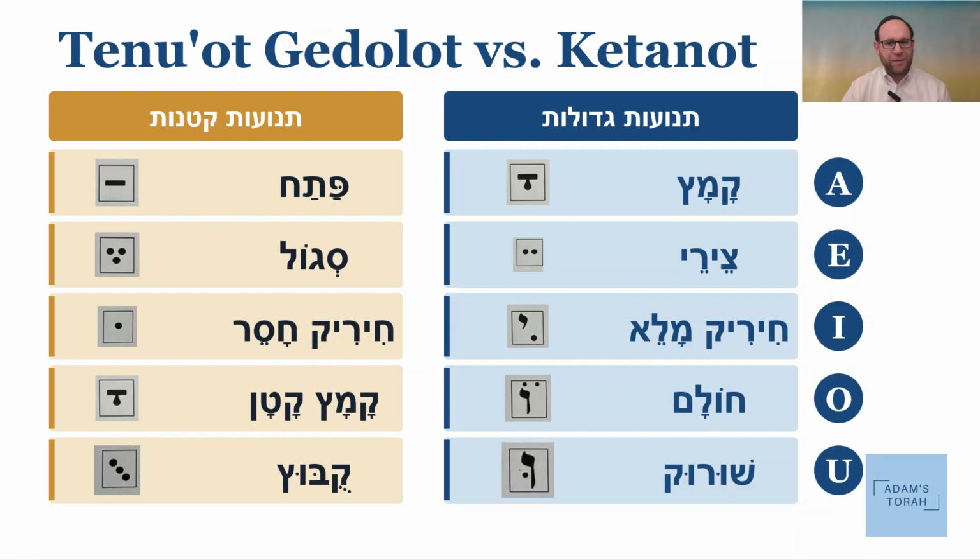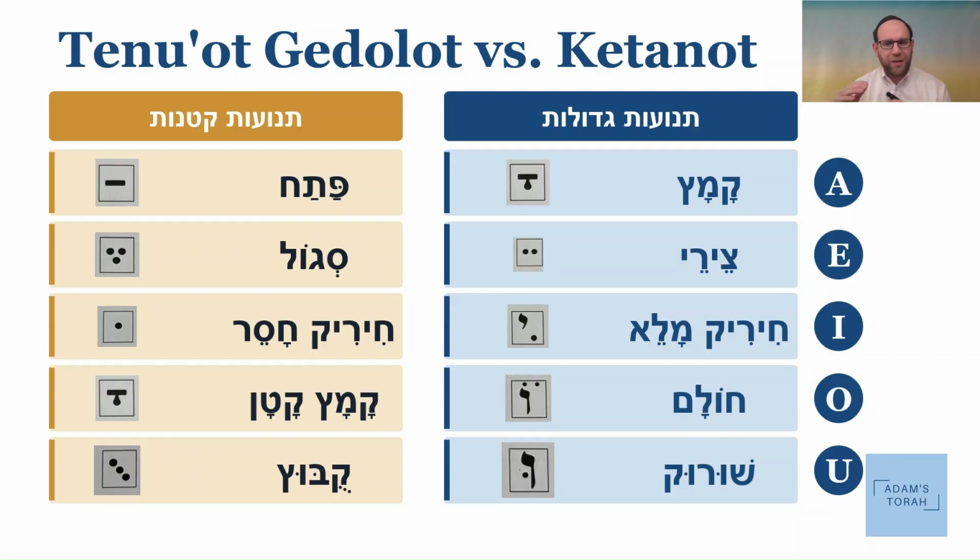For the E sound, which we're really pronouncing as "ay," you have a tsere. A tsere is the two dots. And sometimes those two dots will be followed by a yud, sometimes not, but a tsere is always going to be a Tenu'ah Gedolah. Or you have a segol. Segol is a Tenu'ah Ketanah. It's those three dots that makes a similar sound, but that's a Tenu'ah Ketanah.